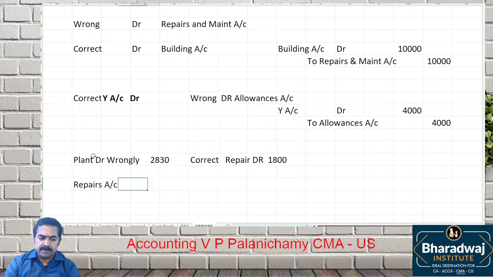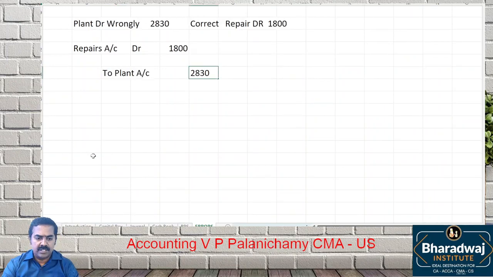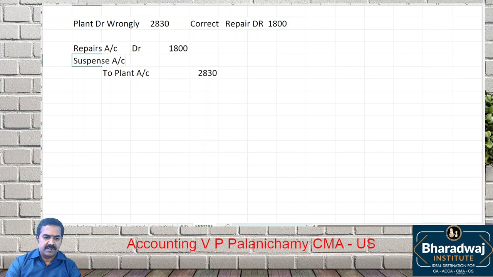Repairs account debit 1,800 to which account? To plant account. How much? 2,830. What has to be debited? Repairs account debit. Credit what has been wrongly debited. Balance will go to which account? Suspense account debit. Balance 1030.